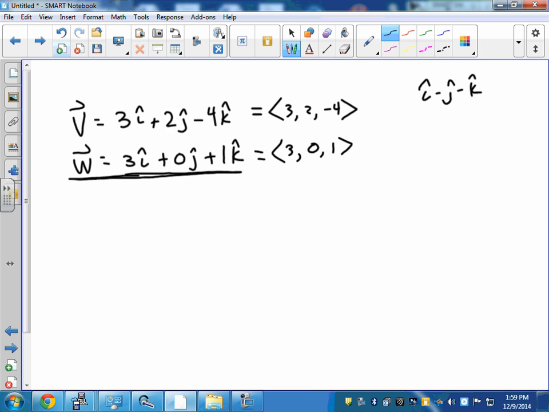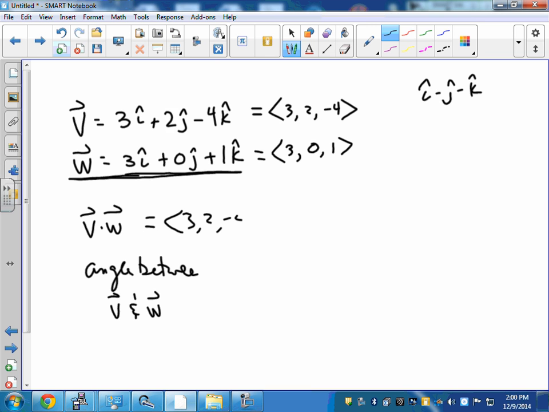Okay, so here's the task. Find v dot w, and then find the angle between v and w. So it's almost the exact same problem, except you've got one more component in three space. So v dot w, 3, 2, negative 4, dotted with 3, 0, 1.